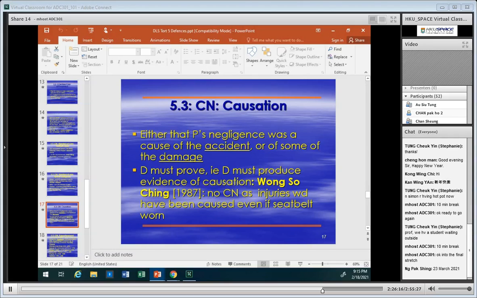Wong So Ching is your case. In Wong So Ching, the plaintiff was not wearing a seatbelt. Was he at fault? Yes, because a reasonable plaintiff would wear a seatbelt, but the defendant was unable to prove causation because the expert medical evidence showed that even if the plaintiff had been wearing a seatbelt, he would have suffered exactly the same injuries. Well, that's simply a matter of evidence before the court. So Wong So Ching, I would suggest, is a must-know case, because the defendant must also prove causation. Okay.